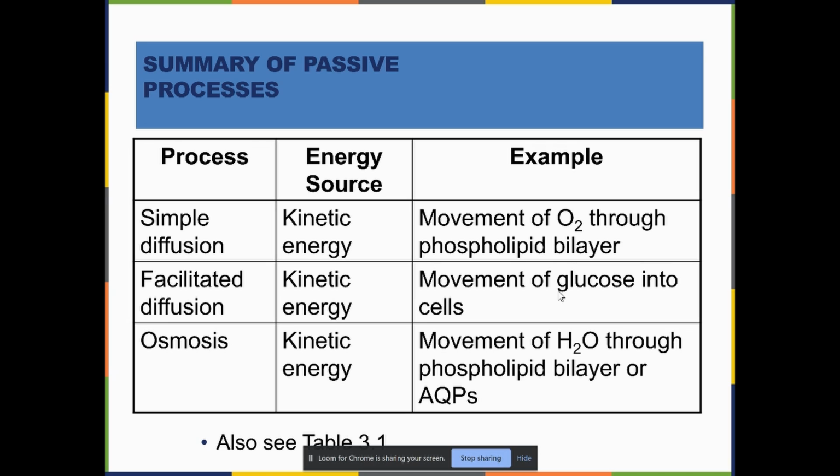So here is a summary of passive processes. Make sure you go back and review simple diffusion and facilitated diffusion, which are both movements of solute, and osmosis, which is the movement of water. They all move from high to low concentration without the input of ATP or cellular energy.